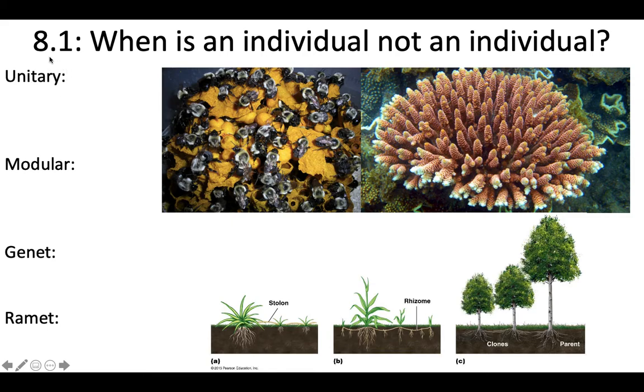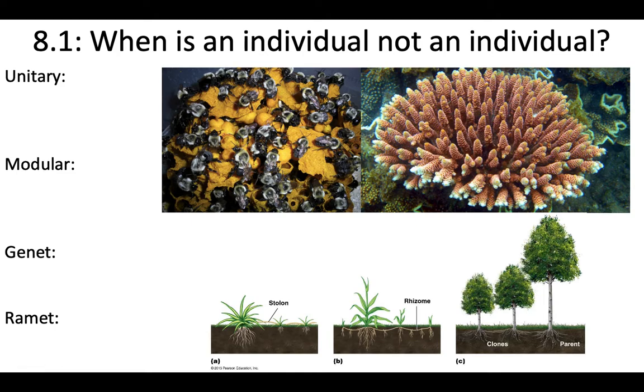You can have unitary species or you can have modular species. In unitary species, their form, development, growth, and longevity are predictable and determinate from conception on. So humans, elephants, all vertebrates, a lot of species are unitary in that one single individual person represents a single unit within that population, a single individual. You can also, though, have modular species.